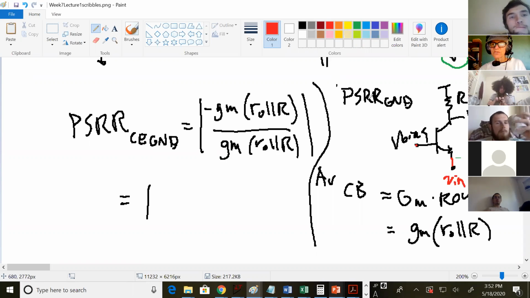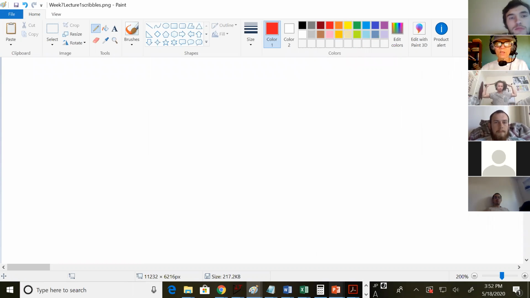So let's look at power supply rejection for... I have no idea what any of the buttons on this thing do, but when I push them in the right order for long enough, sometimes the pen comes back.